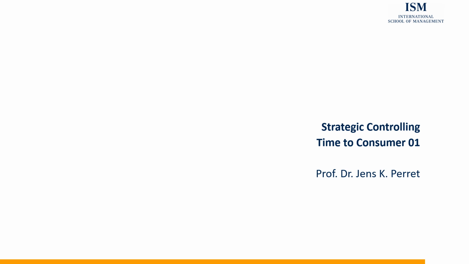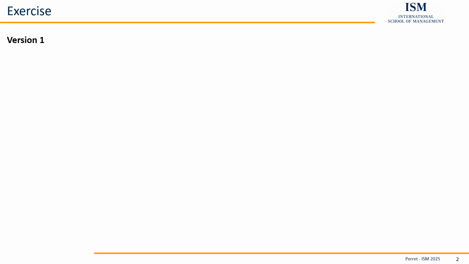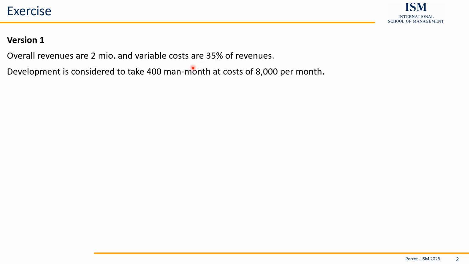Welcome to this exercise on the topic of time to consumer and the calculation of amortization periods. Here we have two versions of a product which we observe. The first version generates revenues of 2 million and has variable costs which are made of 35% of the revenues. The development is considered to take 400 man-months at a cost of 8,000 per man-month, and the market cycle of this version of the product is forecasted to last for 12 years.